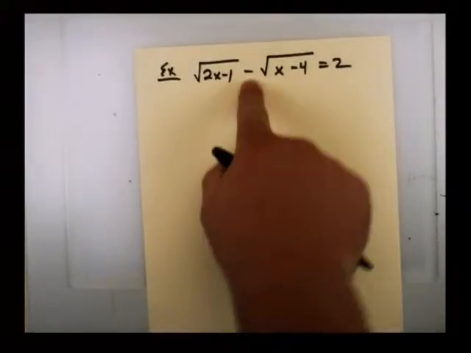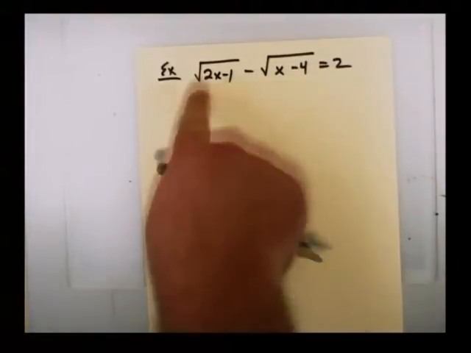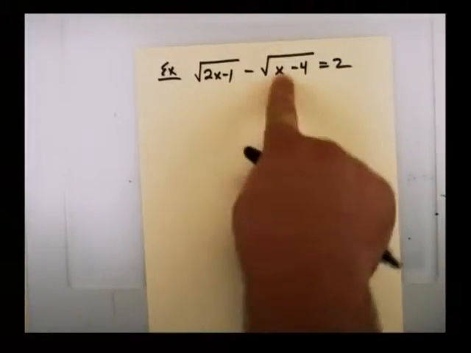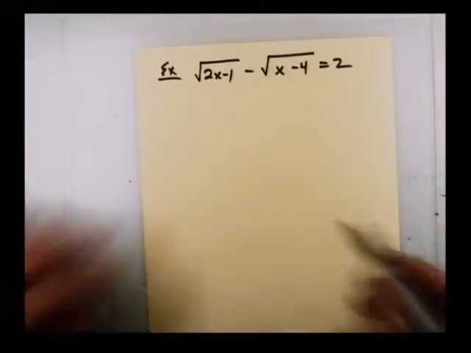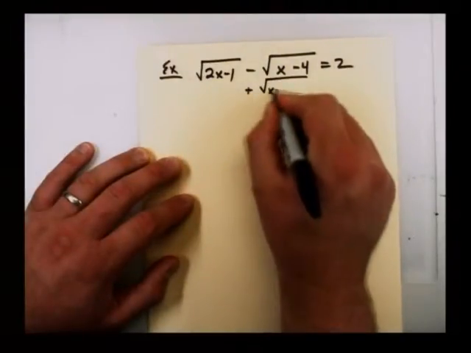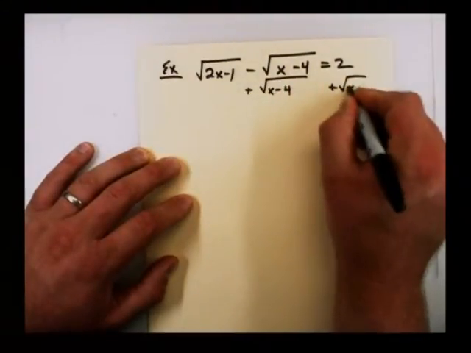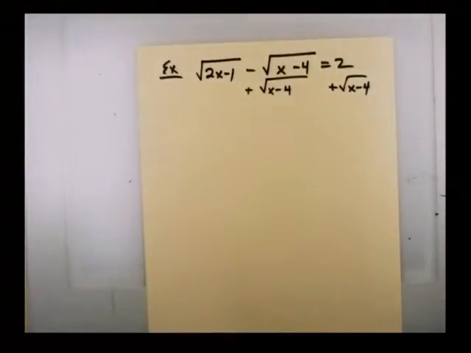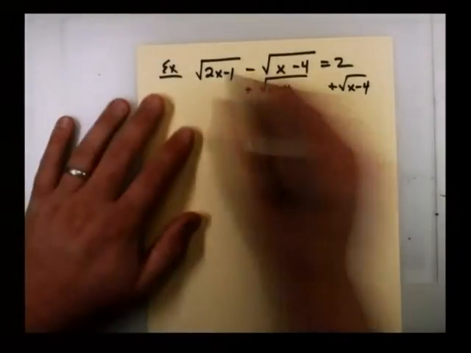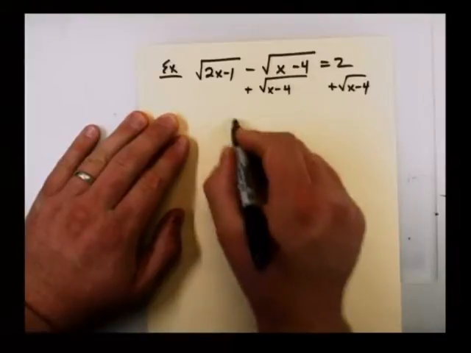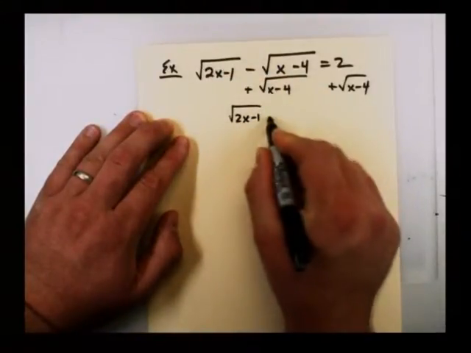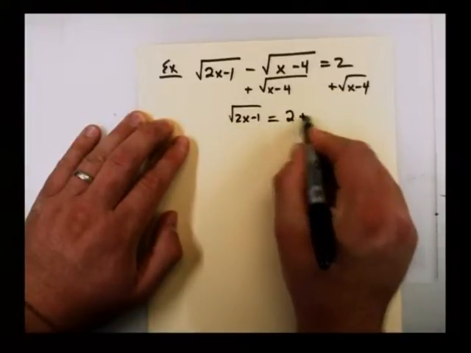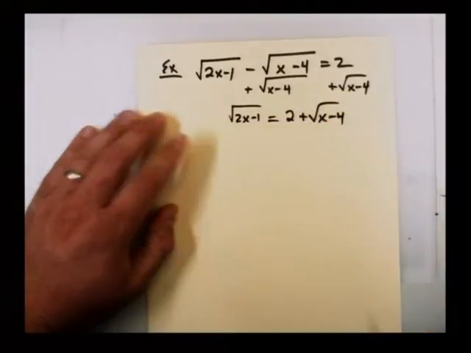What I'm thinking for this one is I want to move this over to the other side and then square it. What that does for me then is I'm just going to be left with 1 square root on this side, 1 square root on this side, instead of having 2 on one side. So let's add. On the left-hand side, what's going to be left? We have, yep, that's it, just the square root of 2x minus 1. On the other side, 2 plus the square root of x minus 4.